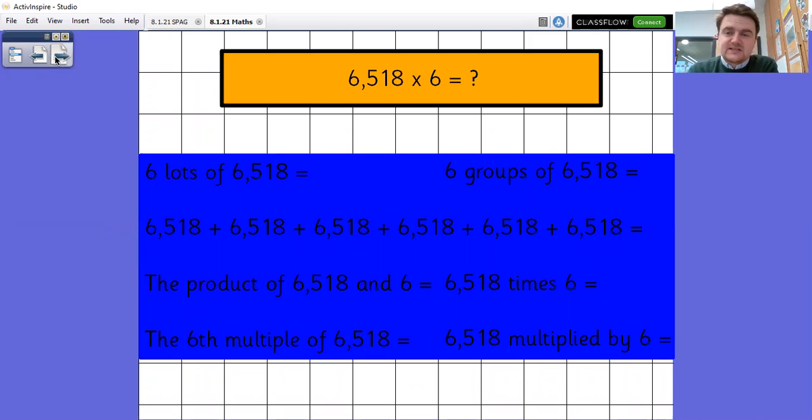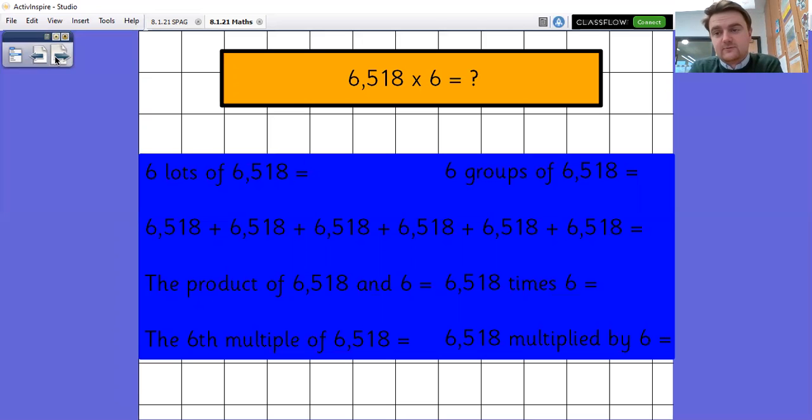So going to start off with 6,518 times 6. And here are some different ways that you could see or hear that question being written or said. So that could be said as 6 lots of 6,518. 6,518 plus 6,518 plus 6,518 plus 6,518 plus 6,518 plus 6,518. The product of 6,518 and 6. The 6th multiple of 6,518. 6 groups of 6,518, 6,518 times 6, or 6,518 multiplied by 6.